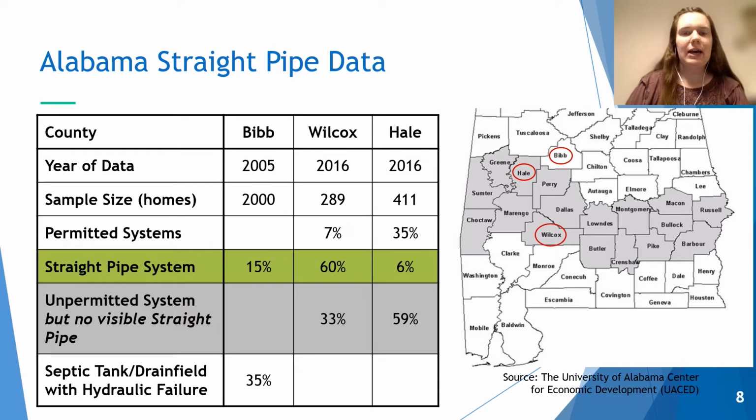In Wilcox County, a 2016 survey found that only 7% of the homes had permitted on-site wastewater treatment systems. There were 60% with straight pipes and 33% that didn't have a permitted system, but they also didn't have a visible straight pipe. Hale County was also surveyed in 2016. 35% of the homes had permitted wastewater treatment systems, and 6% used straight pipes, with 59% that didn't have a permitted system but didn't necessarily have a visible straight pipe.